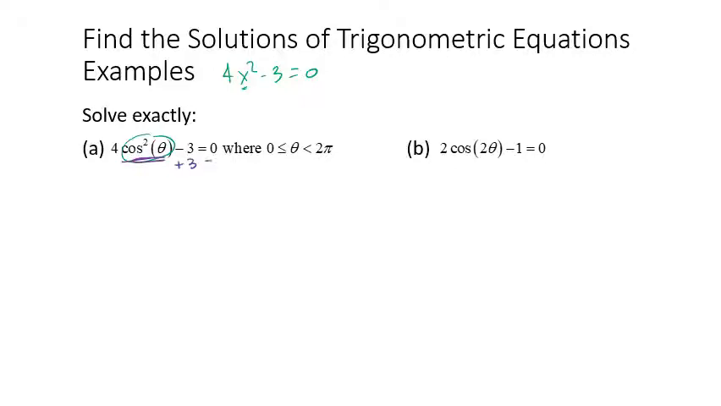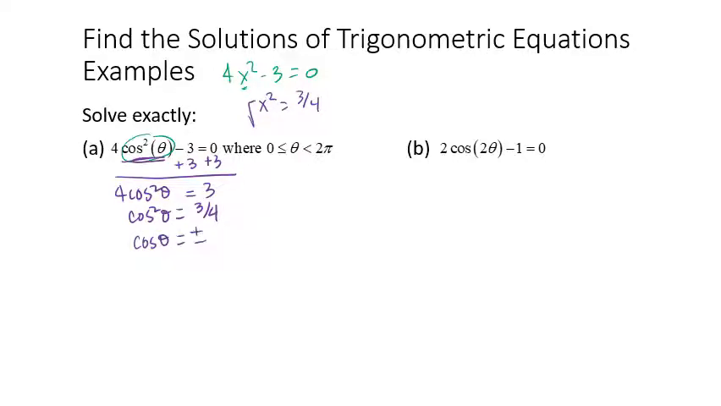So I'm going to add 3 to both sides, and I get 4 cosine squared theta equals 3. Divide both sides by 4, and I get cosine squared theta equals 3/4. Square root to get rid of that square, it's just the same thing as if I had an x squared. So if I had x squared equals 3/4, to get rid of that, you would square root. So it's the same thing we'll do here. We're going to square root both sides to undo that square. And remember, whenever we square root, it's plus or minus.